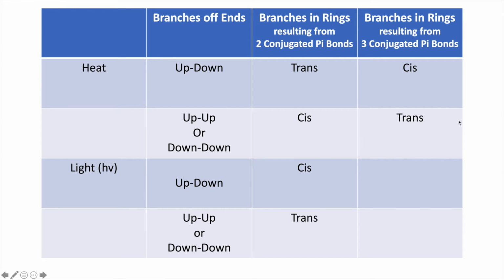And so that's just the same information summarized in this table form. You have the 3 conjugated pi bonds. You're using heat. That lets you know what your highest molecular orbital is. The branches at the end of the conjugated system were going in the same direction, so when they formed a ring, they became trans.